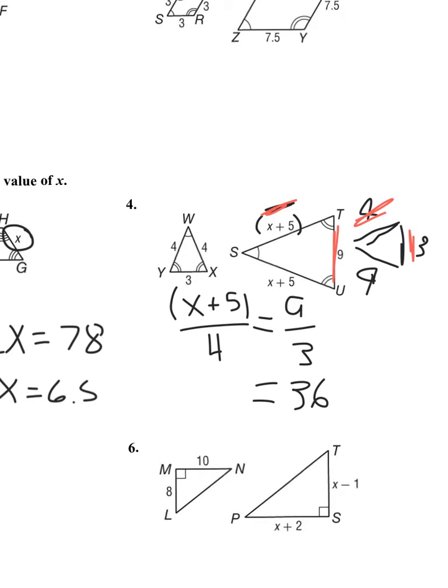36 for the 4 times 9. Here you're going to get 3 times x plus 5. I'm not going to actually solve it, but you distribute. And that part's the same. Okay, nothing changes there.